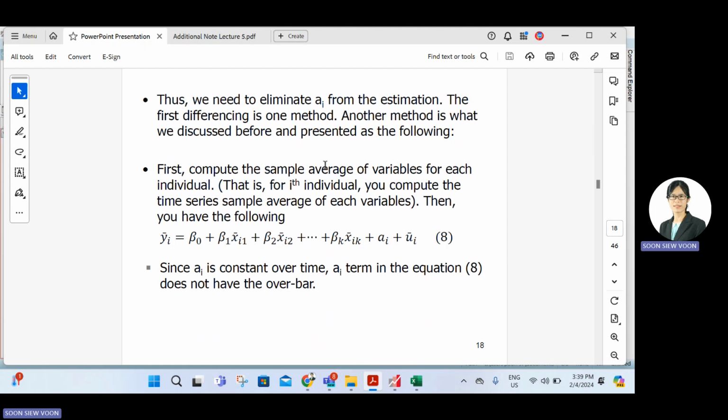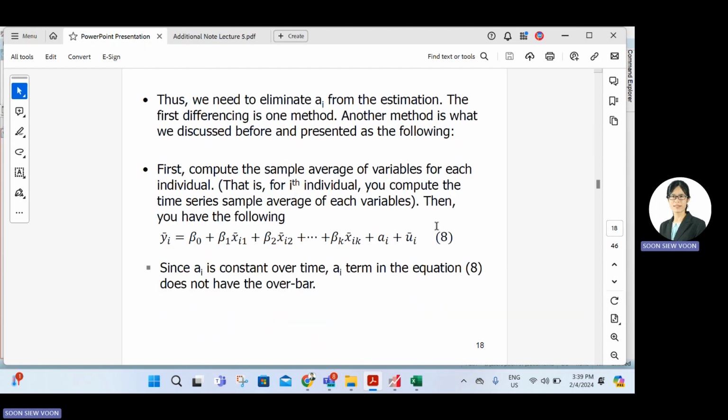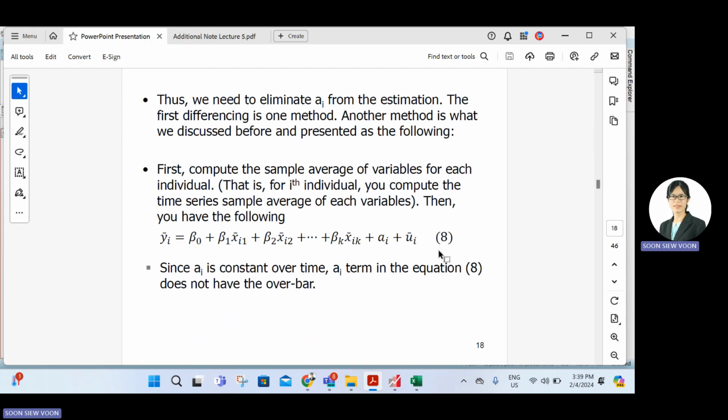So you compute the mean for each variable. Then you use the deviation, y minus the mean, and you have the following equation, which is equation number 8. Since the a is constant, it does not have the over bar, because it is a constant here. So now you can subtract equation 8 from equation 7.